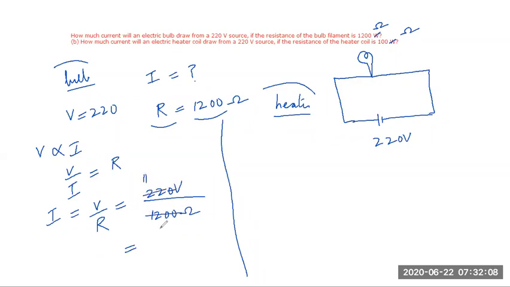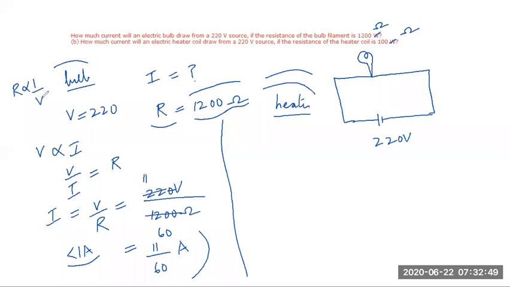This is like 11 by 60 ampere, very less, less than 1 ampere current, maybe 0.6 or something ampere. So this bulb is drawing a very small amount of current from the battery. Its resistance is very high, 1200 ohm. When resistance is very high, the current is very small. It's less than 1 ampere. Doesn't it satisfy Ohm's law, that current is inversely proportional to resistance? It does. When resistance is high, current is less.